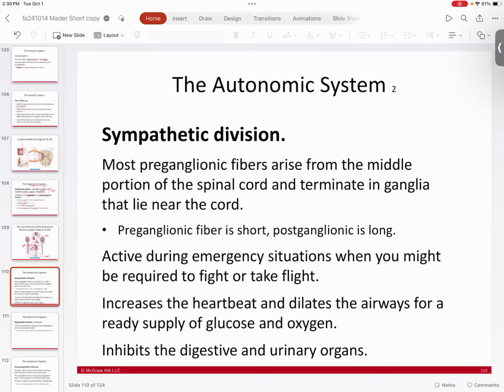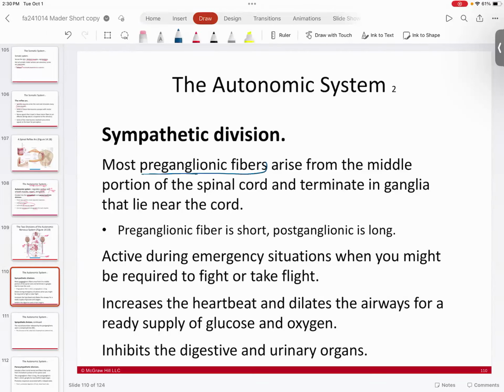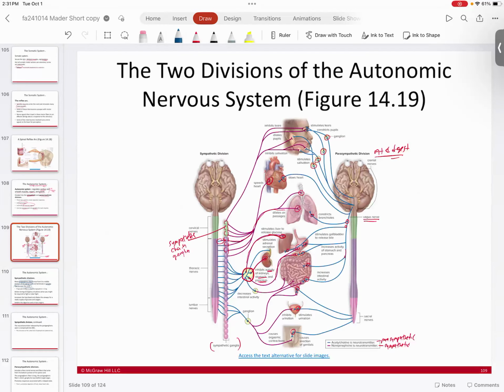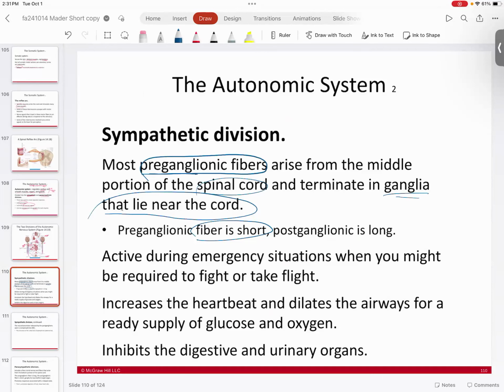So sympathetic basically is where you have your preganglionic fibers. That is to say, your sympathetic chain ganglia. Basically, they'll come from the spinal cord. They'll end up in the ganglia that lie near that cord, that sympathetic chain ganglia, and that's your preganglionic fiber, which is typically short. The one that comes out of that ganglia is long. So for instance, these guys are long. These guys here, the blue ones, are short. That's what they're talking about here.